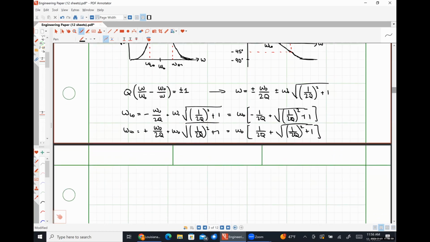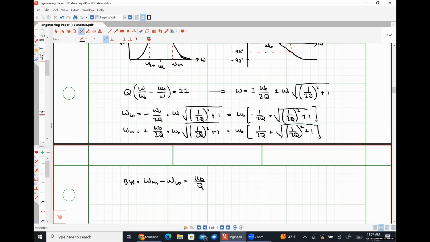Finally, my bandwidth is simply omega high minus omega low, which comes out to simply be omega naught over Q. And this goes right back around to what we had mentioned at the end of our last class, right? The higher the Q value we have, the more selectivity we have because our bandwidth is narrower, right?